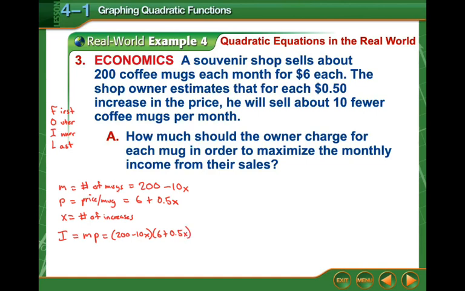And when we multiply that, we need to use FOIL. So we're going to multiply the first two numbers together, the outer two numbers together, the inner two numbers together, and the last two numbers together. That's why it's called FOIL. So for those first two numbers, 200 times 6 is 1200. And then 200 times 0.5x is going to be 100x.